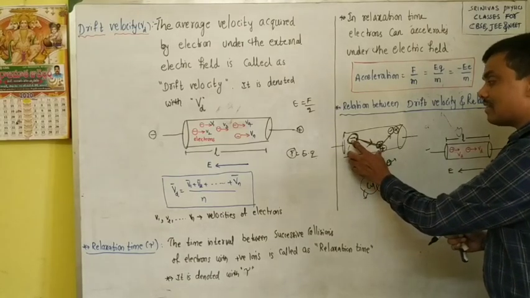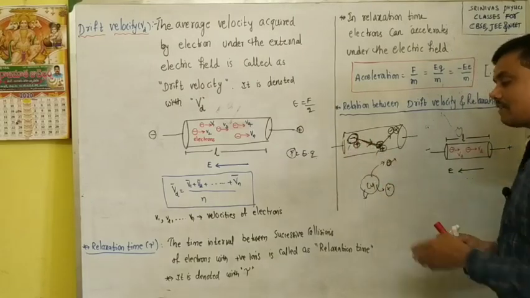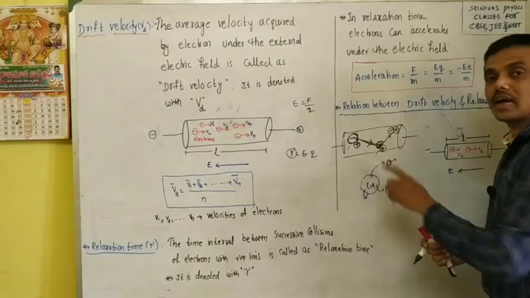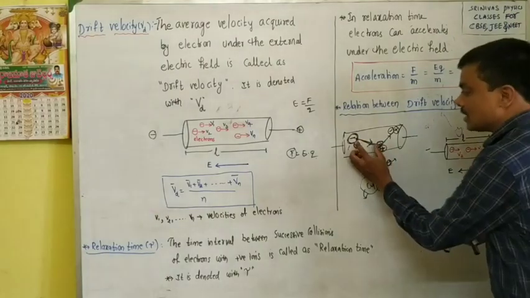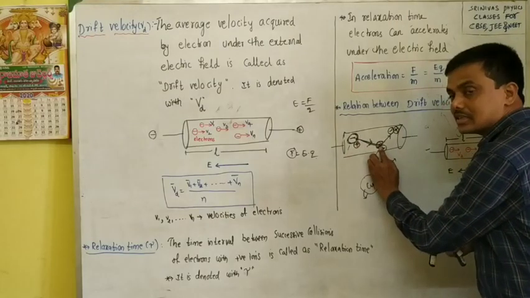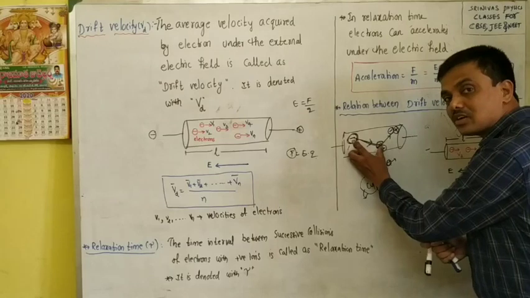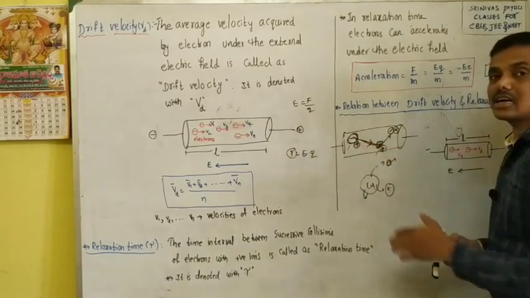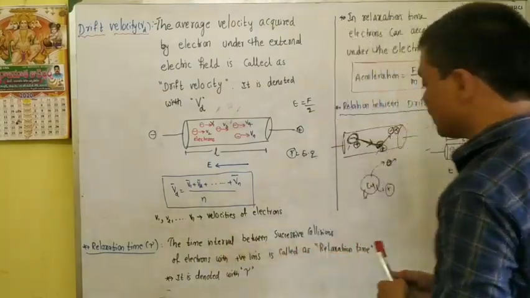That means the time interval between successive collisions of electrons with the positive ions is called what? Relaxation time. Here one collision occurred, here one collision occurred. In between these two collisions, the electron travels freely without any collision. The time interval between successive collisions is called relaxation time. That is the relaxation time.